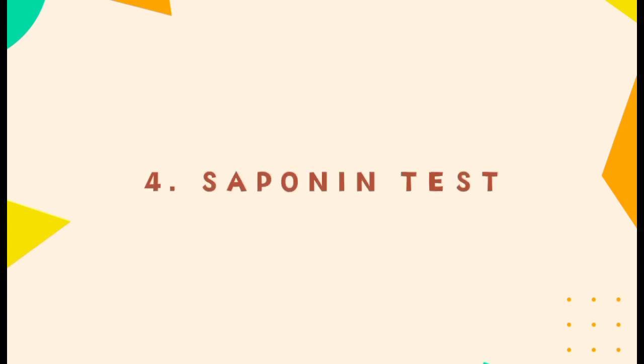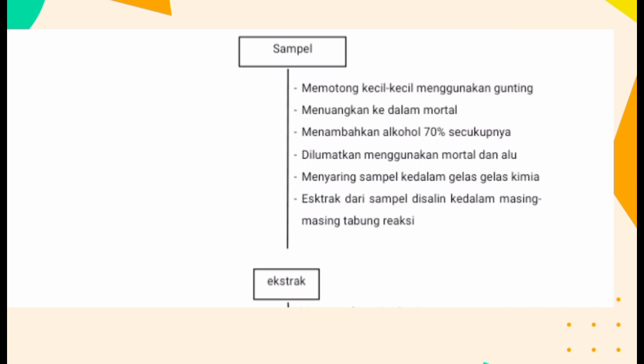The fourth experiment is the saponin test. First, cut the sample into small pieces using scissors. Put the sample into the mortar. Then add 70% alcohol. Then pulverize with a mortar and pestle. Then filter the sample into a beaker. Then put the extract of each sample into a test tube.